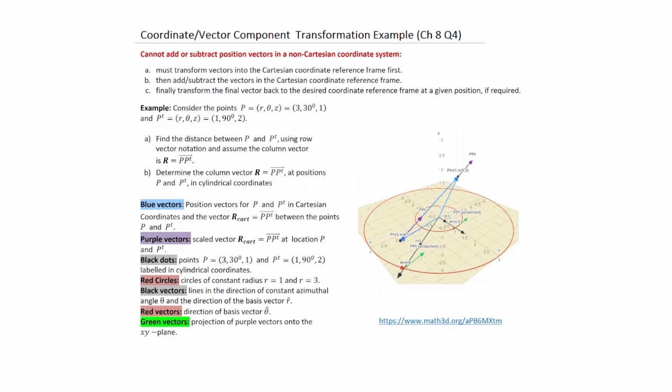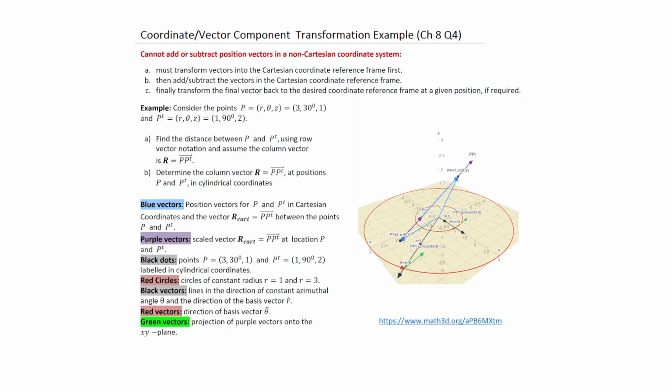All right, so let's go through an example, which is question 4 from chapter 8. Just in red: you cannot add or subtract position vectors in a non-Cartesian coordinate system. Why? Because the orientation of the vectors will be changing depending on where you are. So we can't do it. So what do we do? Well, we have to transform the vectors into the Cartesian coordinate reference frame first. We know how to do that because we have the transformation matrices. Then we can add and subtract the vectors in the Cartesian coordinate reference frame. And finally, we transform the final vector back to the desired coordinate reference frame at a given position, if it's required.